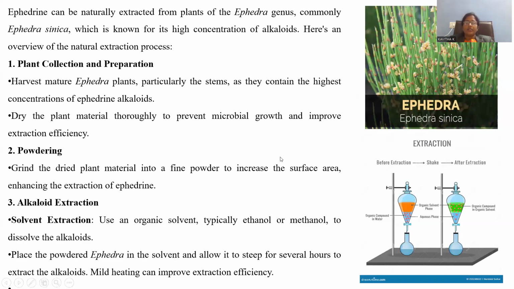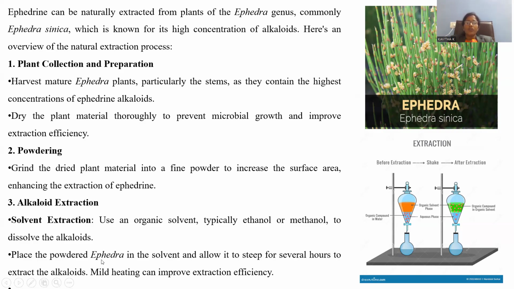In order to extract from that ground powder, the solvent extraction process is to be carried out, and either ethanol or methanol, a suitable solvent, is to be added. These are the most common solvents in organic chemistry, so the alkaloid will slowly be extracted into this alcohol part, and the remaining suspended material can be discarded. So this is the way the extraction process was carried out.